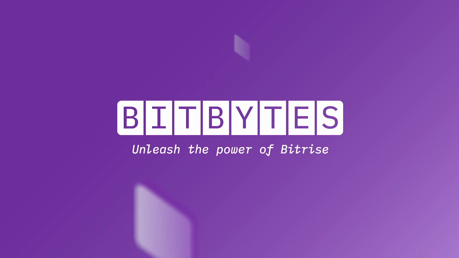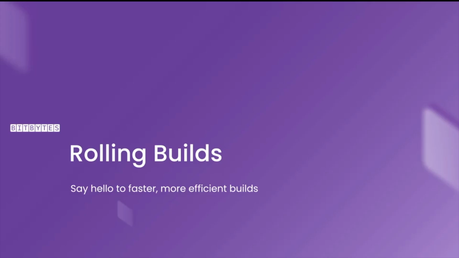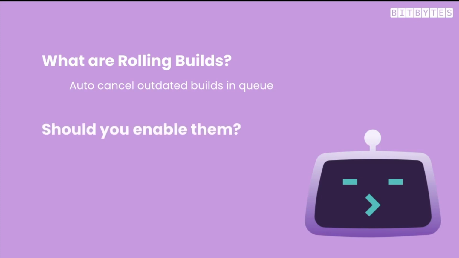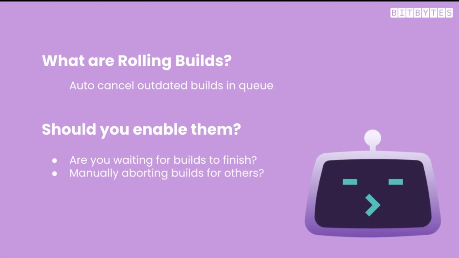In this BitByte, we'll be talking about what are rolling builds on Bitrise and how to set them up. Now that you have a few green builds and might be pushing changes more frequently, let's talk about rolling builds. With rolling builds, you can automatically cancel builds in your queues scheduled to run before the latest build. You'll want to enable this if you find yourself waiting for your builds to finish before starting the next one, or you have to abort on hold manual builds just to make space in the queue.